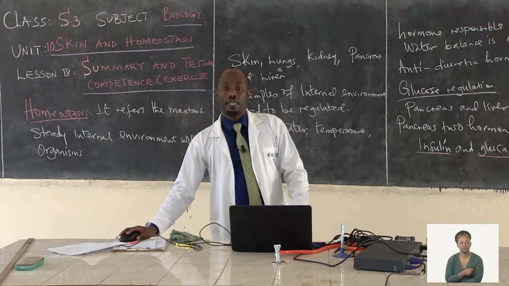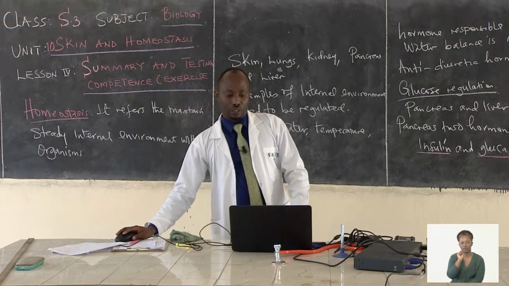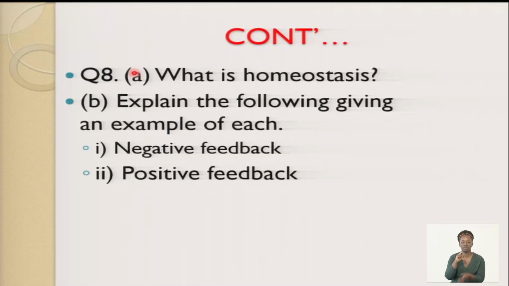So, what is homeostasis? As I said, homeostasis is the process of maintaining a constant internal environment within an organism. Then what is negative feedback? A negative feedback mechanism is a mechanism that regulates and decreases the effect that causes a rise in any change. An example is balancing of glucose, temperature, and so on. Then positive feedback is responsible for increasing the action in the body.